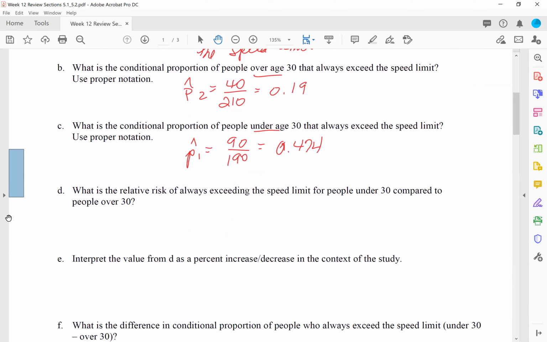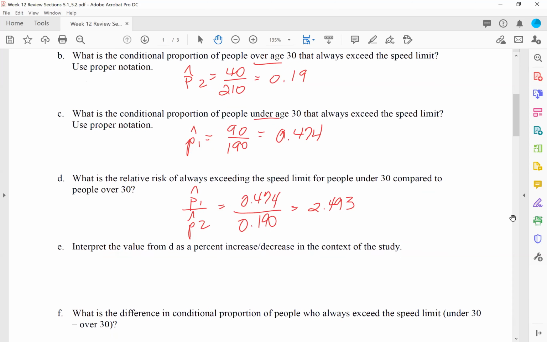So to find relative risk, we're looking at that ratio of the proportions. So I'm going to take the 0.474, which is our p hat 1, divided by p hat 2, and that gives us a relative risk of 2.493. Questions on how we found that?